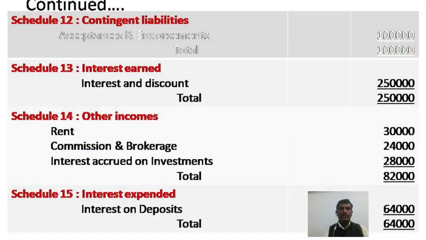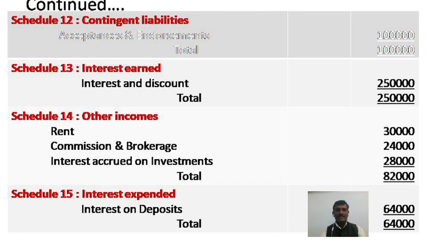Then we have to go for the contingent liabilities. Only one item of contingent liabilities is available, that is in the adjustment, acceptances and endorsements. And now we have to go for the profit and loss account related schedules. There is schedule number 13 for interest earned. Only one item is available in the trial balance, that is interest and discount, rupees 2,50,000.